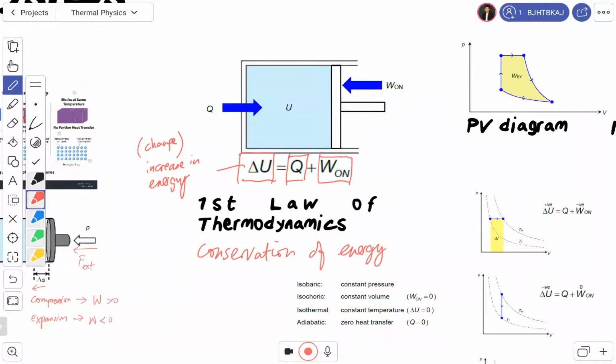Because every time when we see students solving problems, when they need to find internal energy, they have no clue. So they only remember this formula, and they try their luck and put something inside. But you cannot, because it's not meant for you to find internal energy. It's meant to find the change. Got it?